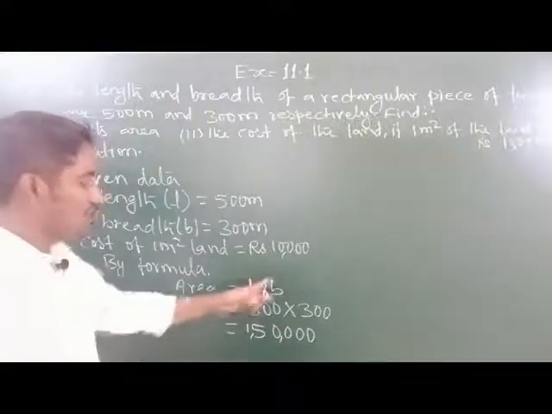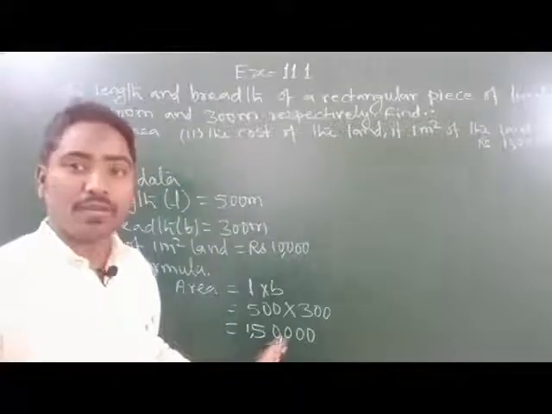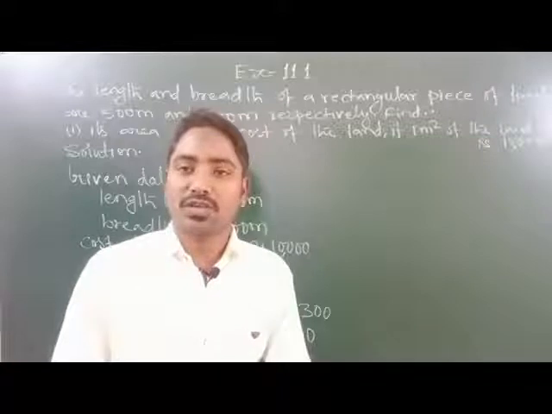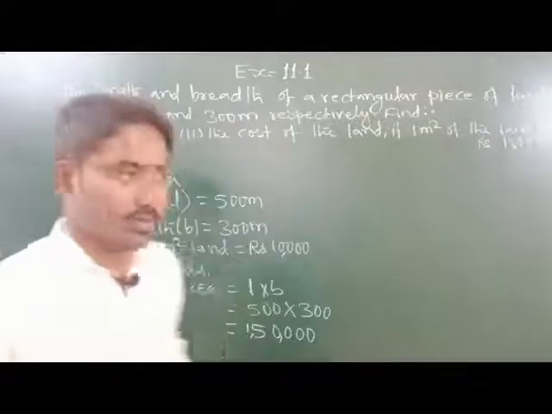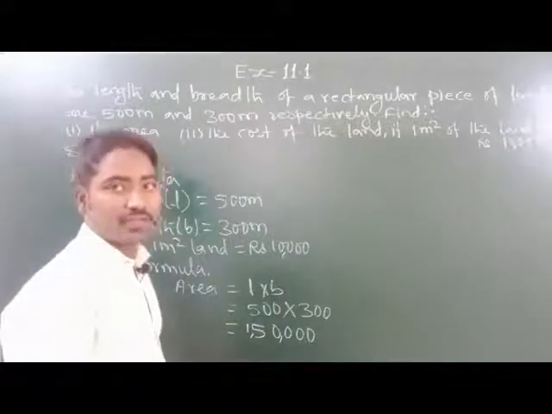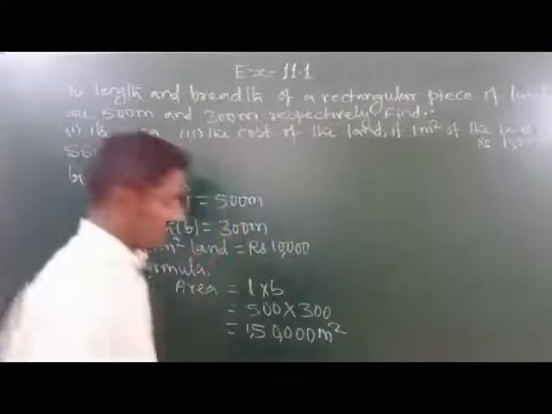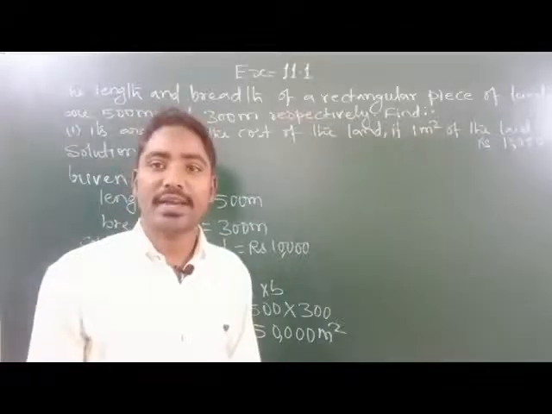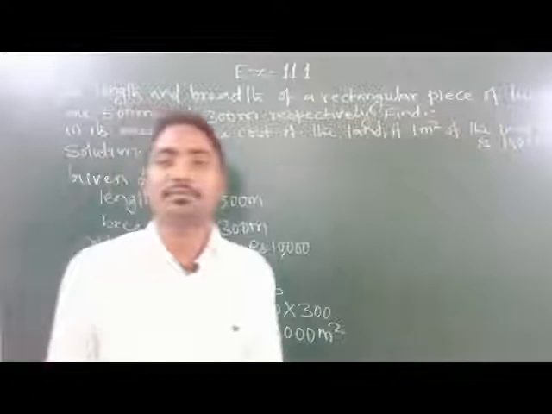So it will be 1,50,000, and the unit of this area will be meter square, as I have already described to you in the introduction video, that whenever area is calculated it is meter square. Here meter was the unit of length and breadth, so the area unit will be meter square. So this is your area, students. How much is the area of that rectangular piece of land? It is 1,50,000 meter square.